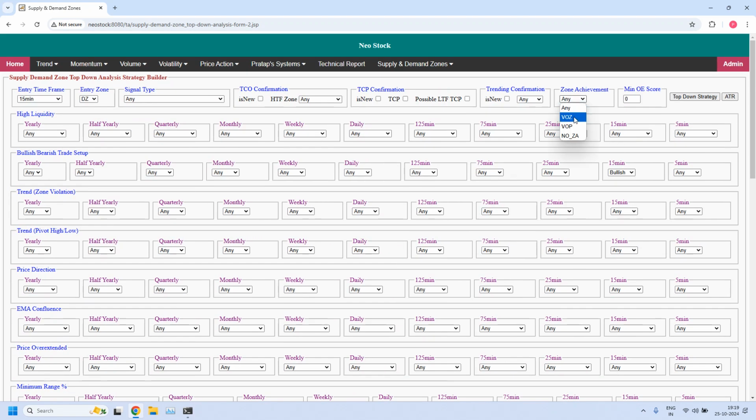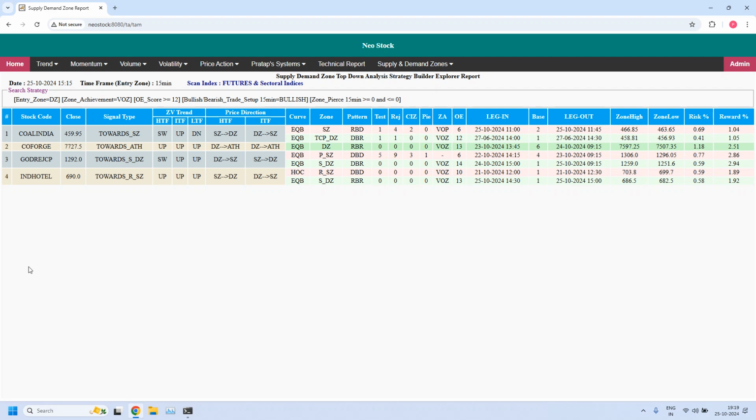Zone achievement violated, opposing zone, minimum odd enhancer score 12. All the 3 filters are applied to the 15 minutes demand zone. Now let's verify. We got 4 stocks. Currently these 4 stocks are supporting bullish trade setup for daily income trade, that is entry time frame 15 minutes.